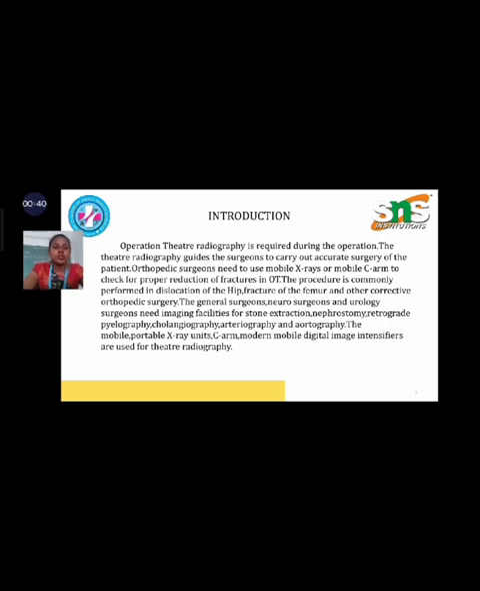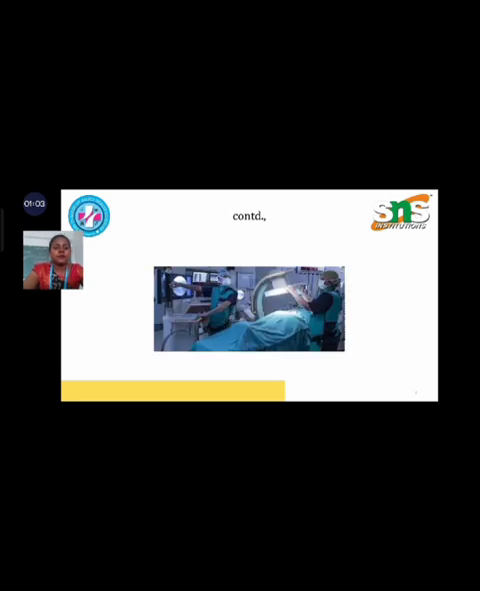The general surgeons, neurosurgeons, and urology surgeons need imaging facilities for stone extraction, nephrostomy, retrograde pyelography, cholangiography, arteriography, and iotography. The mobile, portable X-ray units, C-arm, and modern mobile digital image intensifiers are used for theatre radiography. This is how a theatre radiography is performed.